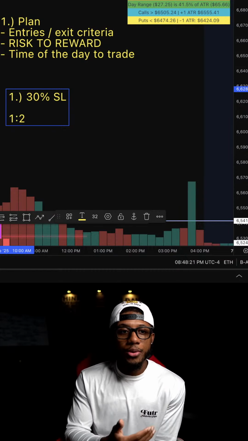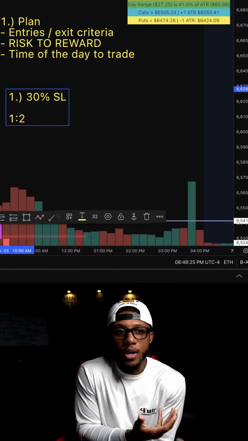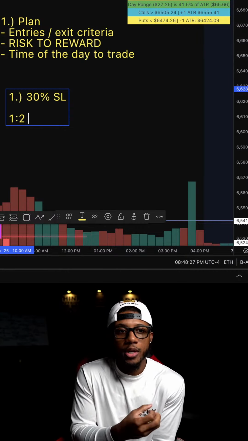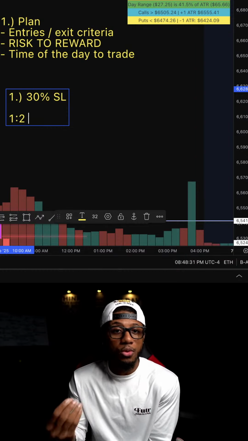I want to risk $1 to make 2. I want to risk $1 to make 3. This is how you grow an account. This is how you focus on compounding or building an account. You have to look for returns, but you also have to know what you're okay with losing.